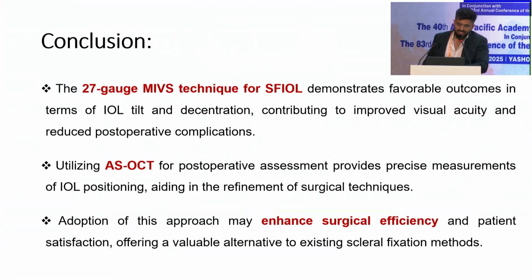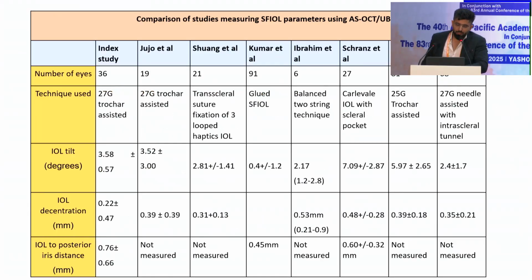So to conclude, the 27 gauge MIVS technique for SFIOL demonstrates a favorable outcome in terms of IOL tilt and decentration, contributing to improved visual acuity and reduced postoperative complications. Just looking at the review of literature, we found that the tilt in our cases was more or less comparable. The smaller the gauge of sclerotomy, the lesser the tilt achieved, and the IOL decentration was significantly lesser than what has been reported in the literature.